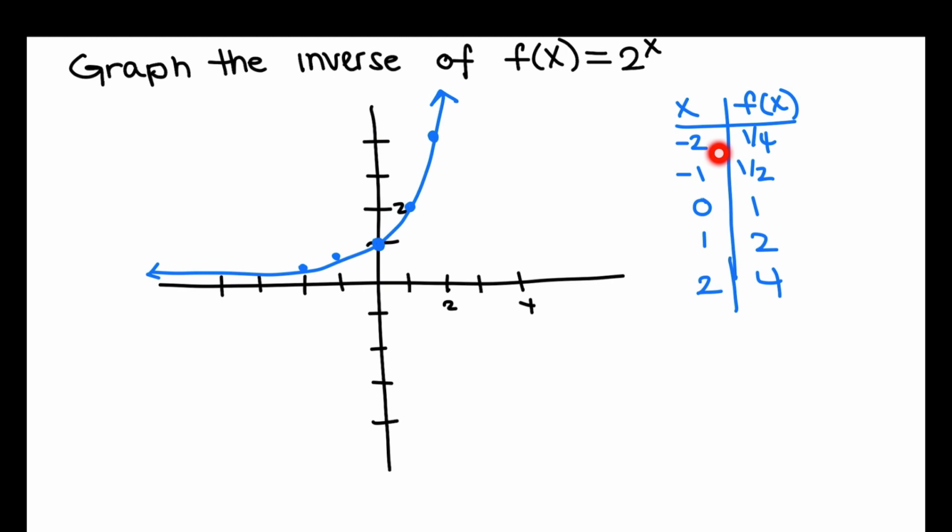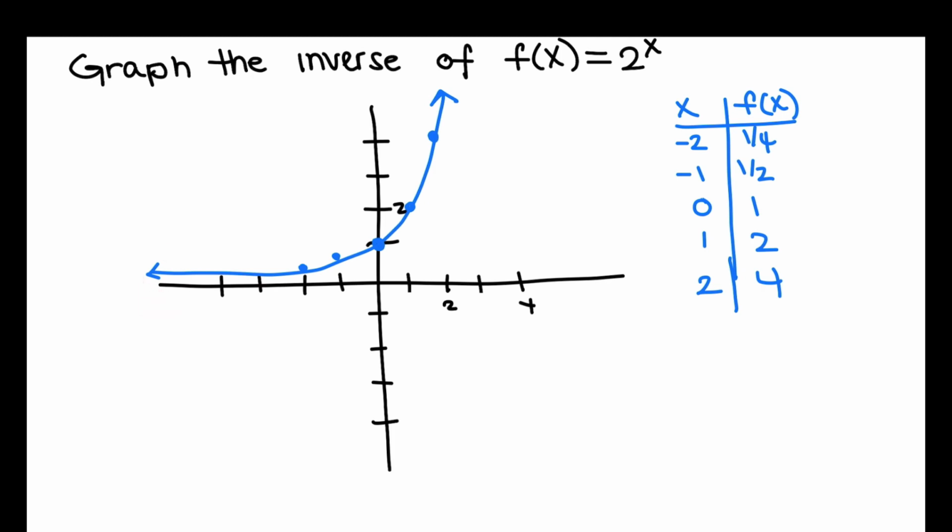If I make a table of values, x is negative 2, 2 to the negative 2 is a fourth, 2 to the negative 1 is a half, 2 to the 0 is 1, 2 to the 1 is 2, 2 squared is 4. We can plot these points. So I plotted negative 2, a fourth; negative 1, a half; 0, 1; 1, 2; and 2, 4. And this is the graph of my basic exponential function. It's exponential growth, so it's increasing, and has an asymptote of y equals 0.